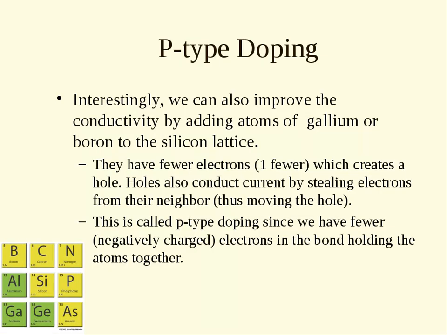All right, this is a little confusing, but important to understand. An interesting alternative is we can improve conductivity by adding atoms of gallium or boron. They have fewer electrons. Now remember, I said an insulator holds strongly to its electrons, but this one is going to have fewer electrons, which creates a hole. A hole can then conduct an electron by stealing it from someone nearby. So it's not holding strong, it's creating a hole.